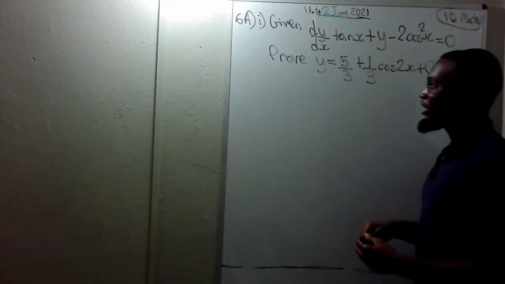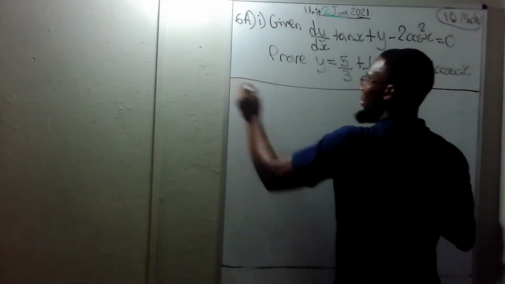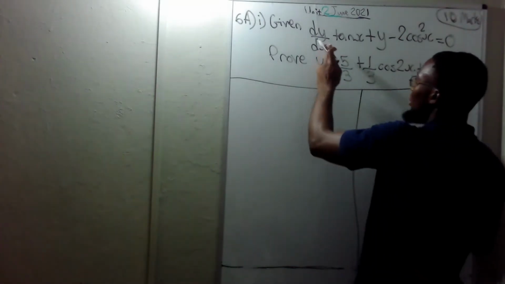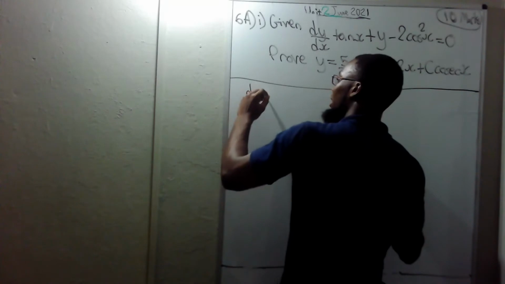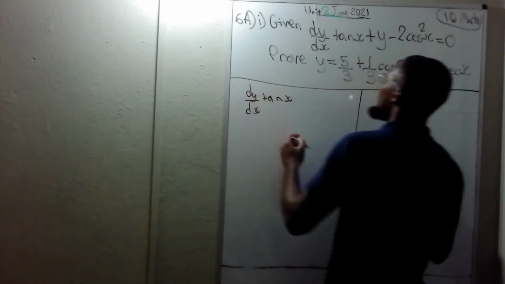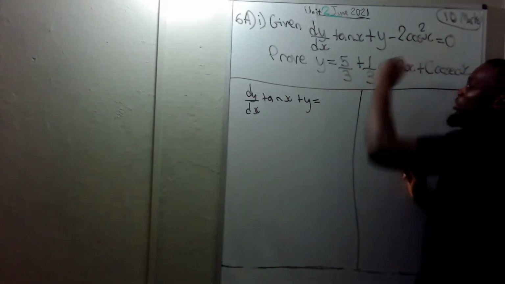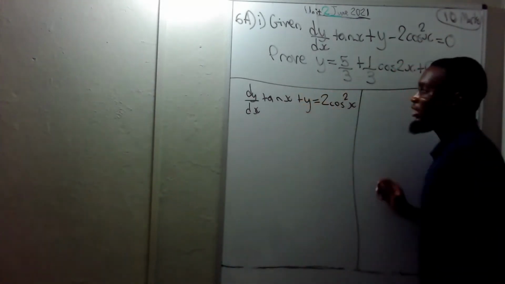Okay, so to do this, the first thing we have to look at is that it's a first order differential equation. So let's just rewrite it. This is now dy by dx times tan x plus y equal to, bring over the 2 cos square x over this side. This is now 2 cos square x over here.